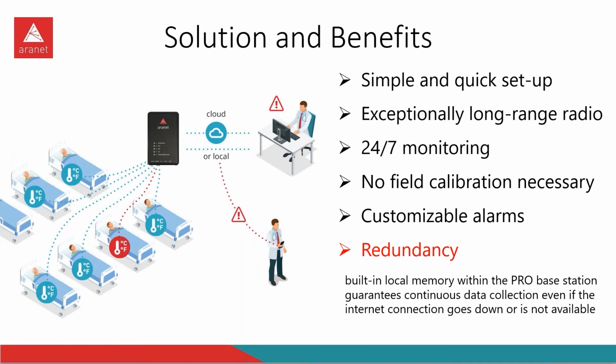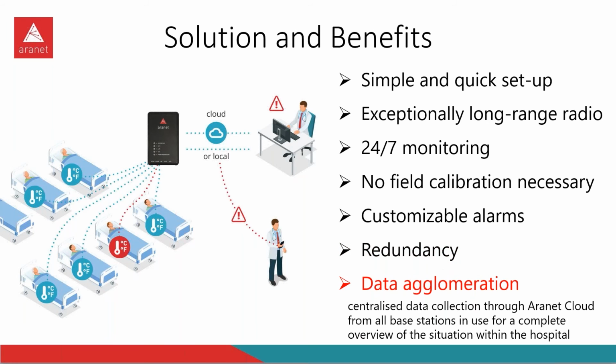Another good thing about the Aranet base station is that you have this data redundancy. As I explained, we have both the base station and the cloud, so if anything happens to one of the data sources, you have a safe backup. That is a really nice thing to have, just in case. And of course, the data agglomeration. We have a centralized data collection possibility through the Aranet cloud.